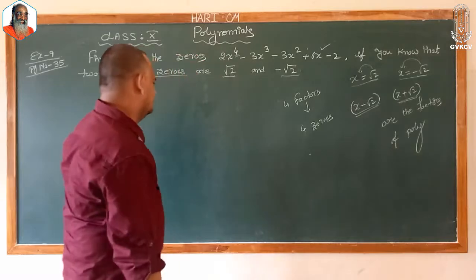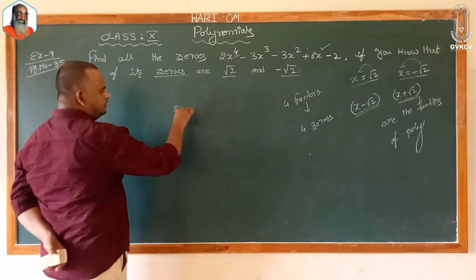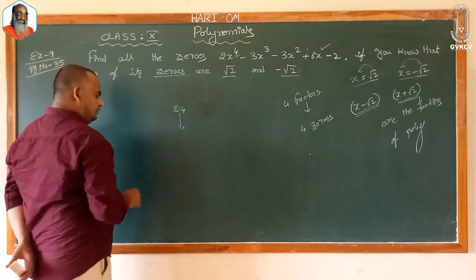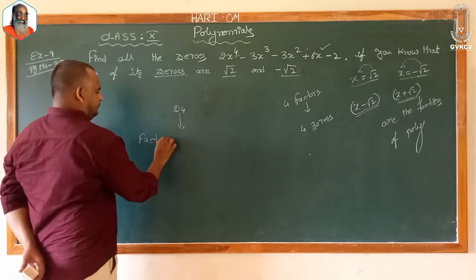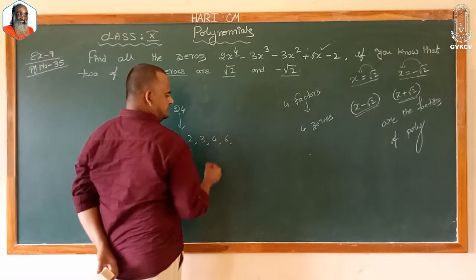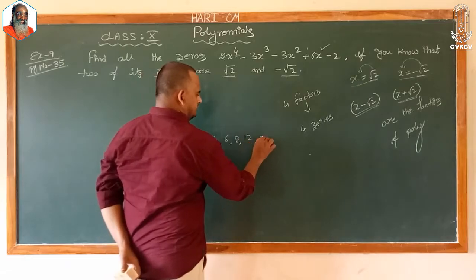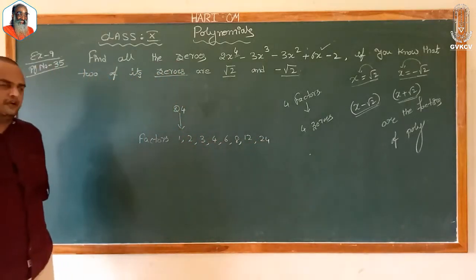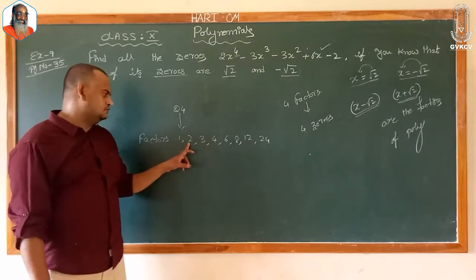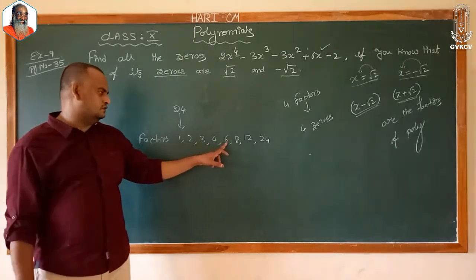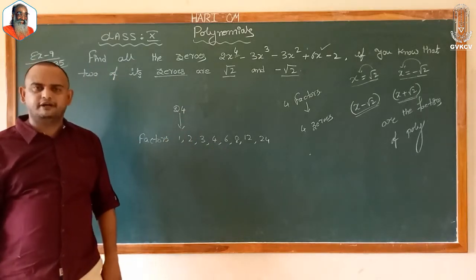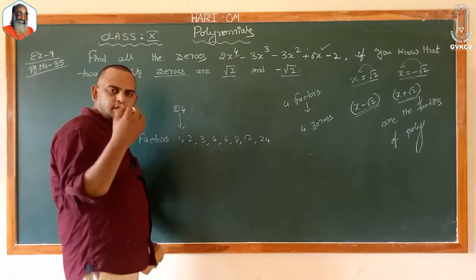Now I will come to another example. When I have 24 as a number, for 24, what are the factors we have? 1 is a factor, 2 is a factor, 3 is a factor, 4 is a factor, 6 is a factor, 8 is a factor, 12 is a factor, 24 is a factor. All these are factors of 24 because 24 ones are 24, 12 twos are 24, 8 threes are 24, 6 fours are 24. All these are factors of 24. Now one small example.